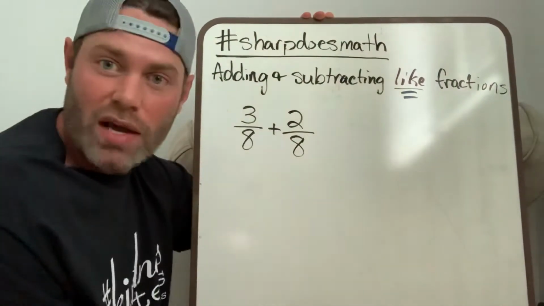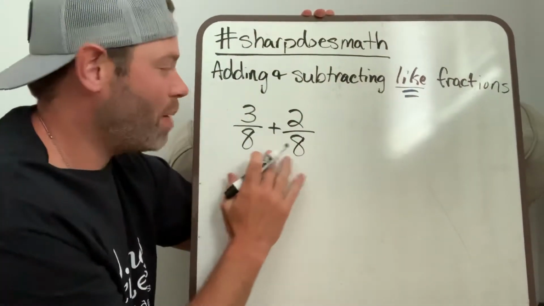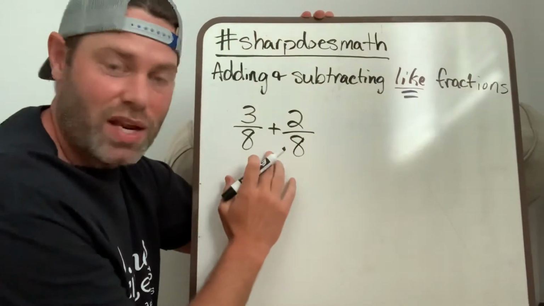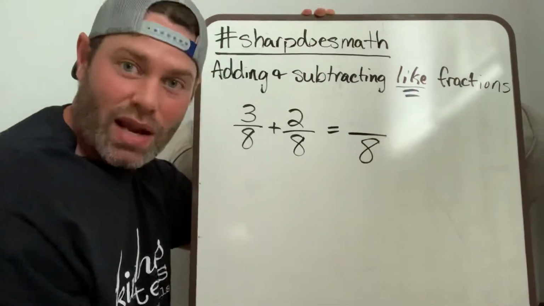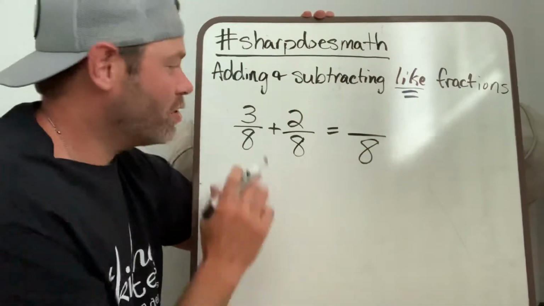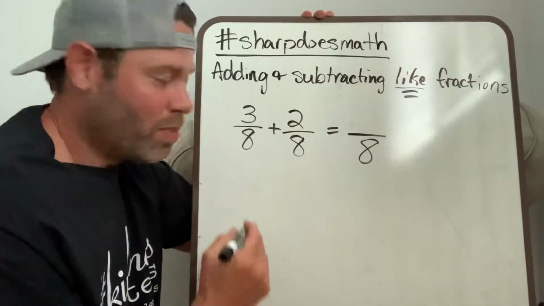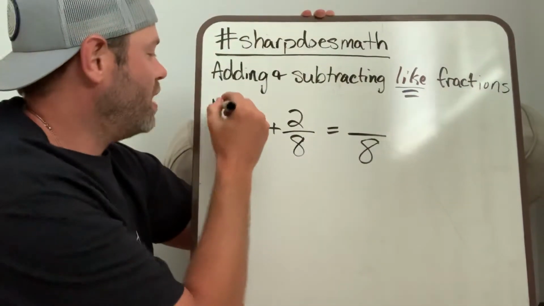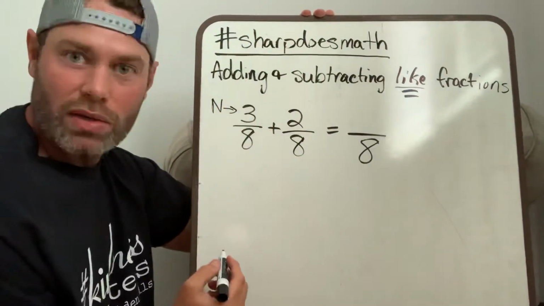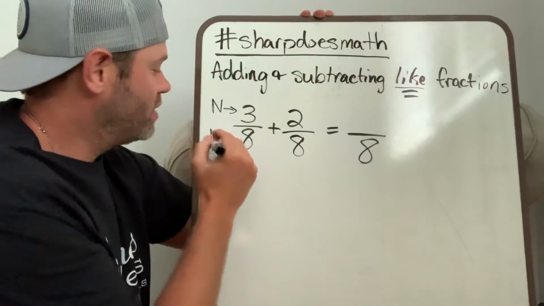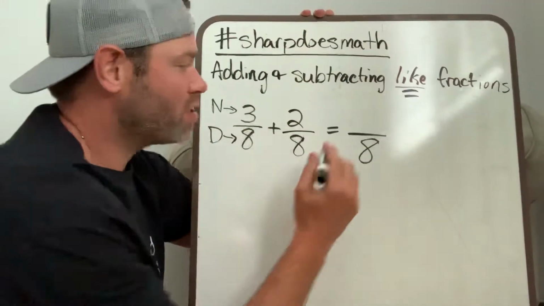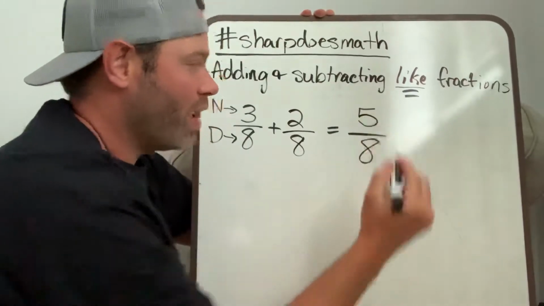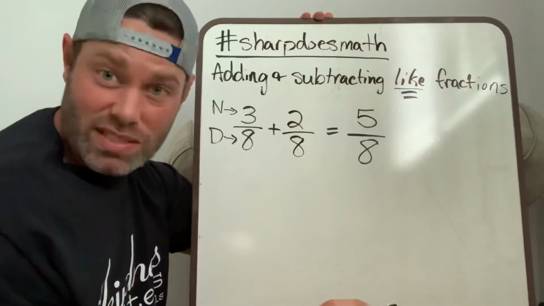First thing when adding fractions, make sure the denominator is the same. If it is, you're going to keep that same denominator and you're just going to add the numbers in the numerator up here at the top. This N right here stands for numerator. Those are the numbers up top. D, denominator. Those are the numbers on the bottom. So 3 plus 2 is 5/8, and it's that simple.